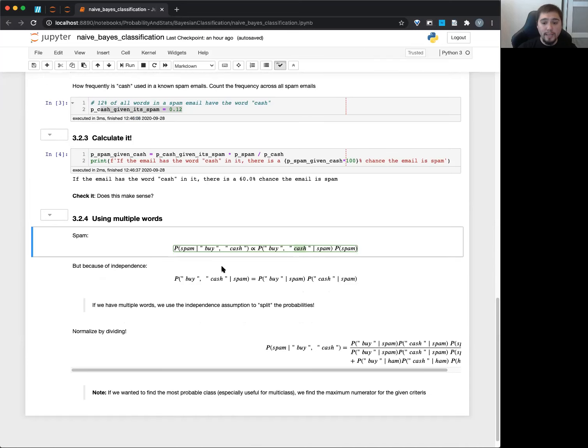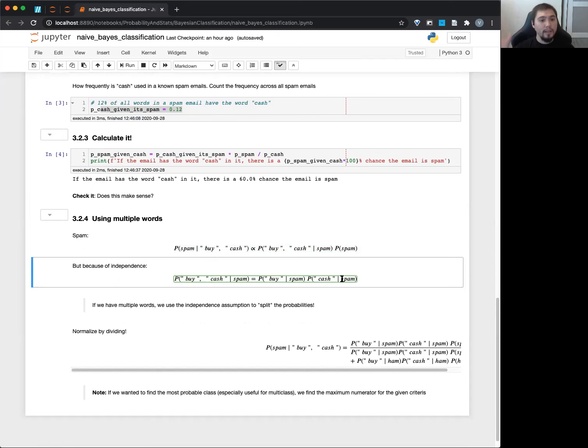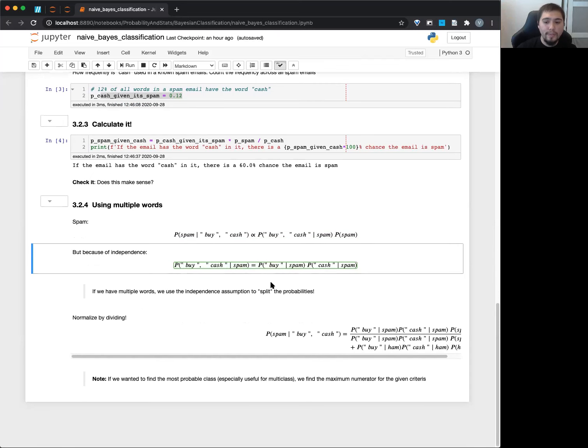Okay. But what's nice is that because we know this right here, because of independence, we can just say the probability of it being buy and cache, given that it's spam, is simply the probability of buy given that it's spam, times the probability of cache given that it's spam. So we can keep those separately. In fact, we could keep a database of how often is buy used in the spam emails, how often is cache used in the spam emails. Okay. So that's where our naive assumption comes in. And note that we can expand this out bigger and bigger, depending on how many words we want to include. But the main idea is that we use multiple words.